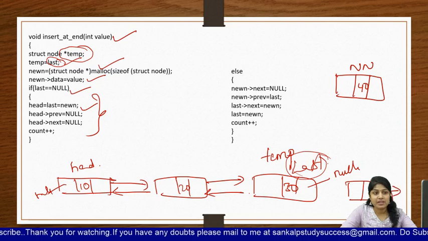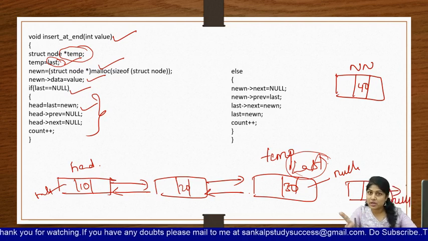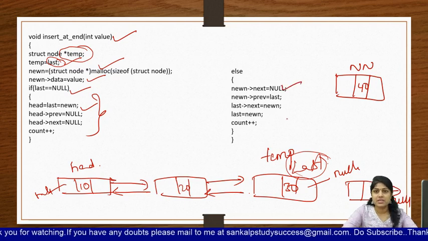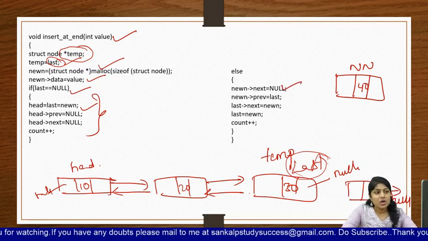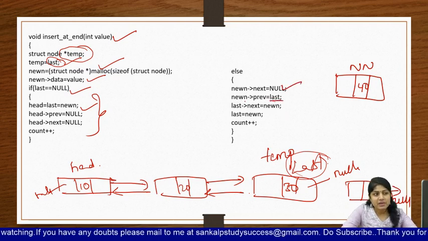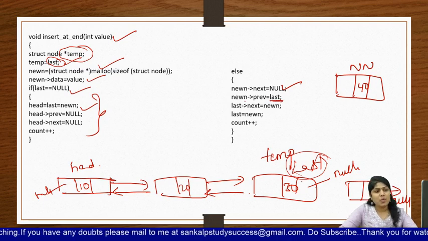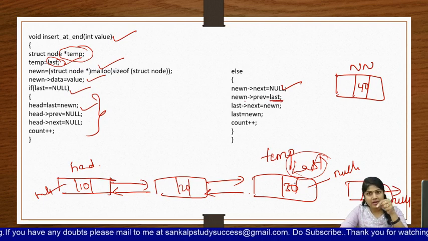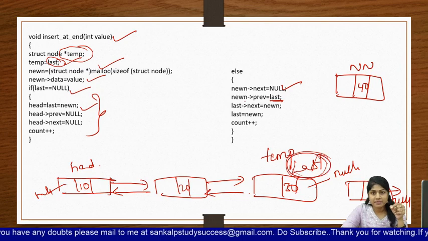Last node to next will be null, right? Last node to the next equal to what? Null. So that is the first condition. And the next one is new node to previous will be what? Last. So where is the pointer? Last is here, right? It is here.